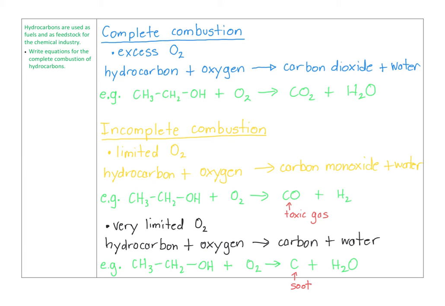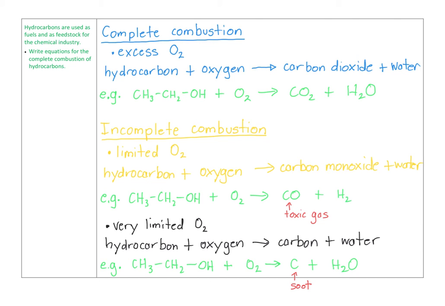So, strictly speaking, all the SACE board says that you need to be able to do is write equations for the complete combustion of hydrocarbons. I'm going to go into a little bit more detail than that because I think it is important and it prepares you well for stage 2 chemistry. So complete combustion happens when you've got an excess of oxygen.